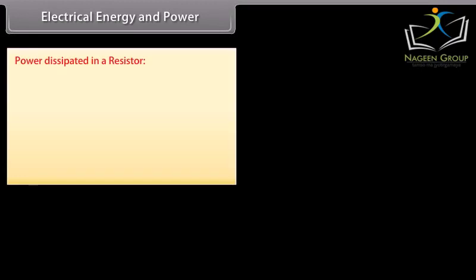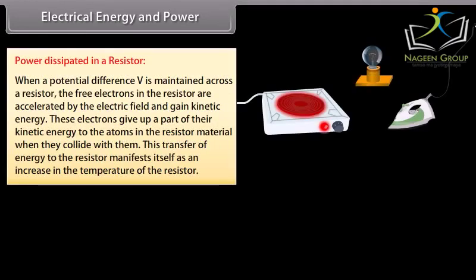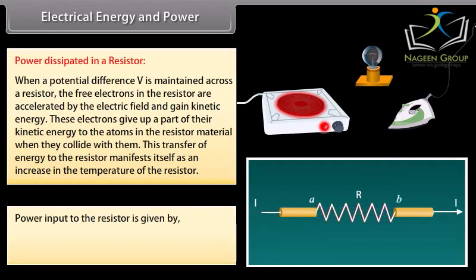Power dissipated in a resistor. When a potential difference V is maintained across a resistor, the free electrons in the resistor are accelerated by the electric field and gain kinetic energy. These electrons give up a part of their kinetic energy to the atoms in the resistor material when they collide with them. This transfer of energy to the resistor manifests itself as an increase in the temperature of the resistor. Power input to the resistor is given by P equals VI, which equals I squared R, which equals V squared divided by R.